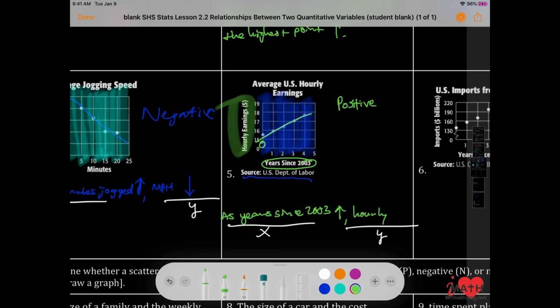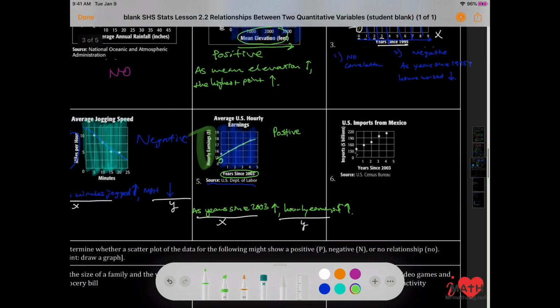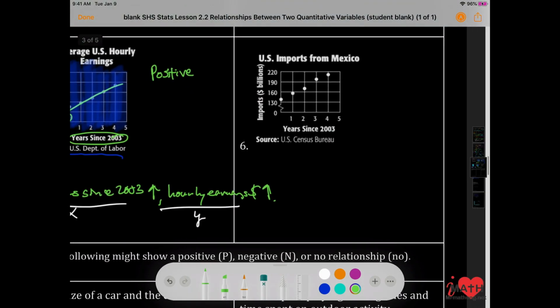Hourly earnings in dollars is also increasing. And last one, US imports from Mexico. Can I see it going up? So positive.